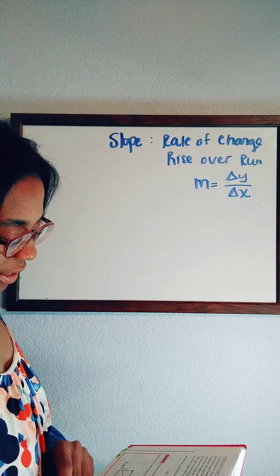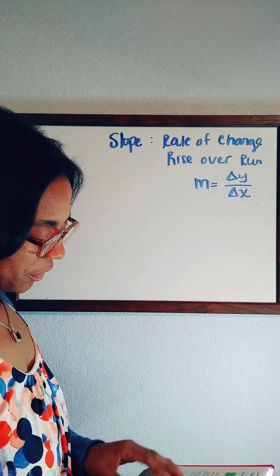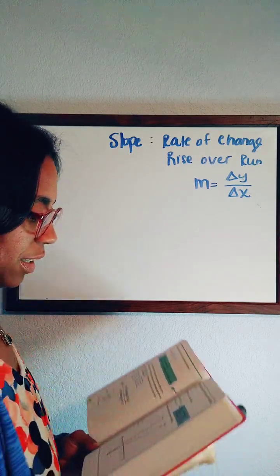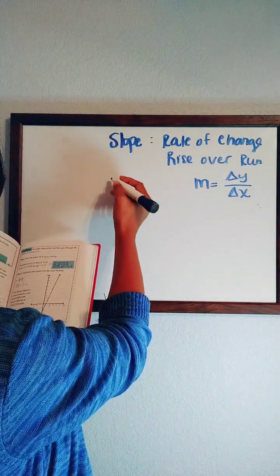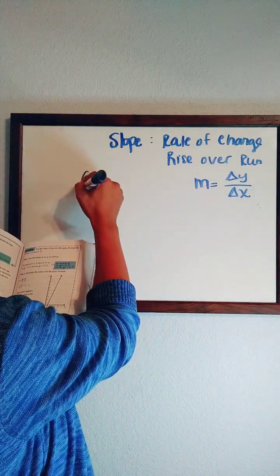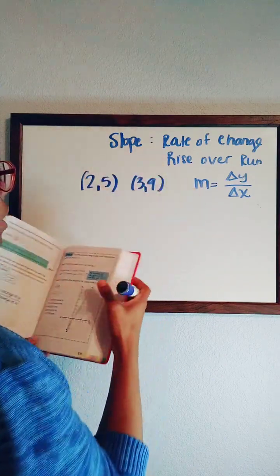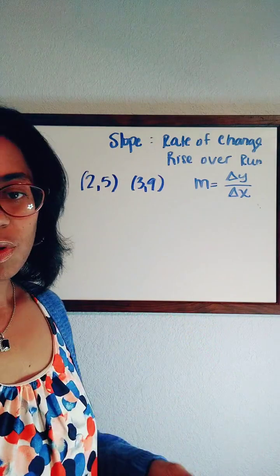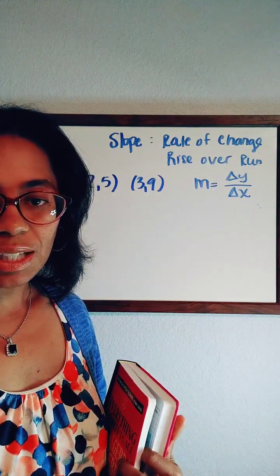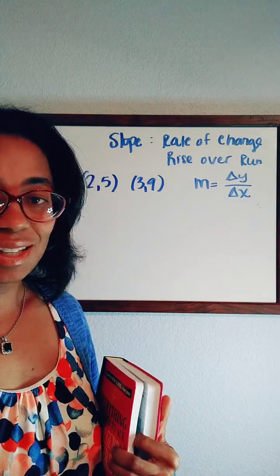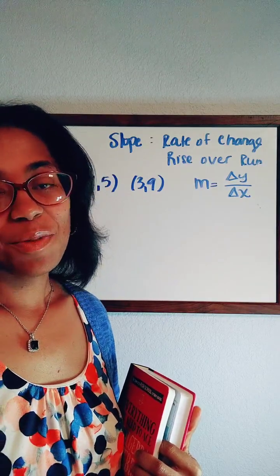Okay, so finding the slope of a line. Let's say we're given 2 points, (2, 5) and (3, 9). Okay. Find the slope of (2, 5) and (3, 9). I hope you did amazing.